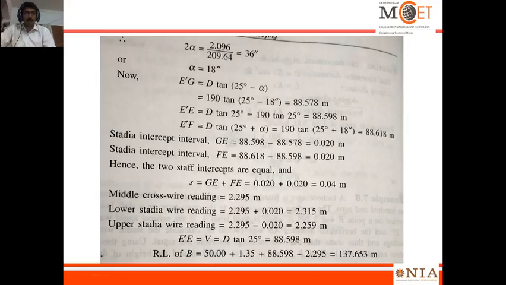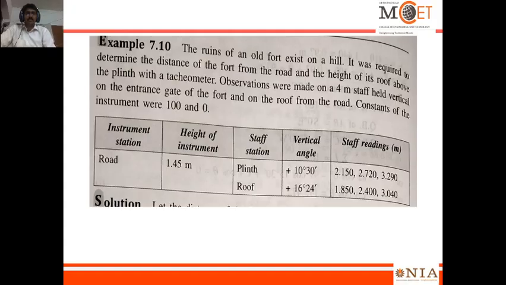This is the thing they have asked, right? I hope you understand, friends. This is the problem you need to solve and select the proper answer in your quiz, right? The ruins of an old fort exist on a hill. It was required to determine the distance of the fort from the road and the height of its roof above the plinth with a tachymeter. Observations were made on a 4-meter staff held vertical on the entrance gate of the fort and on the roof from the road. Constants of the instrument were 100 and 0.